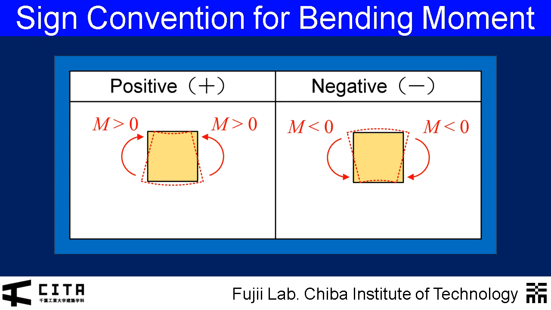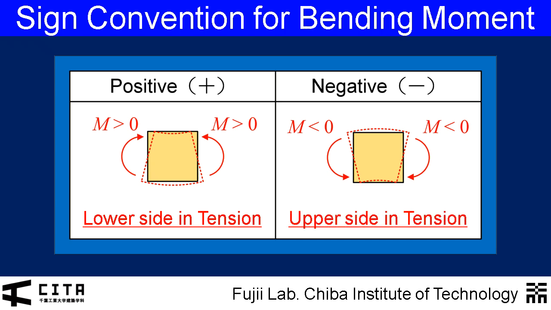Finally, let's define the sign convention for bending moment. A bending moment is defined as positive when the lower side of the beam is in tension. In contrast, a bending moment is defined as negative when the upper side is in tension.